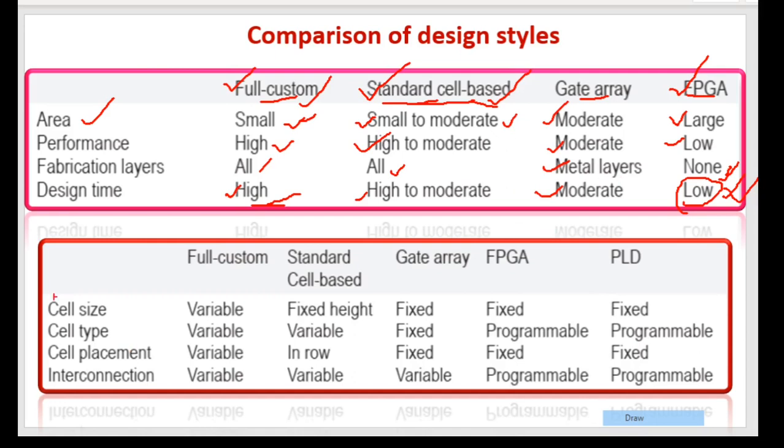Now here there is one comparison given among these four styles, along with PLD. Although PLD is not in your syllabus, it is still given here. Cell size: do you remember what a cell is? In full custom the cell size is variable. It is in the designer's hands.